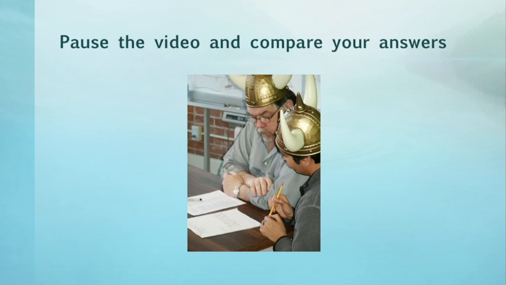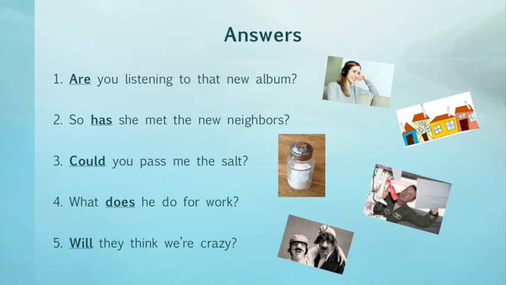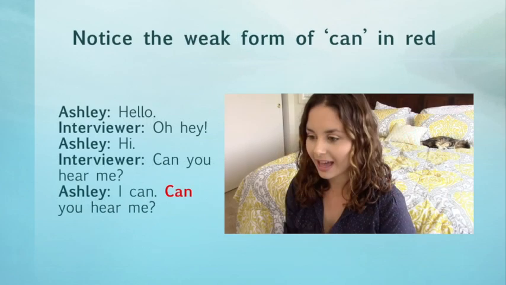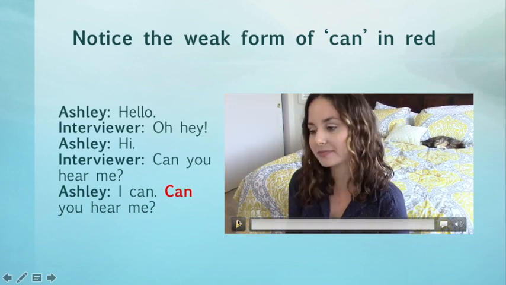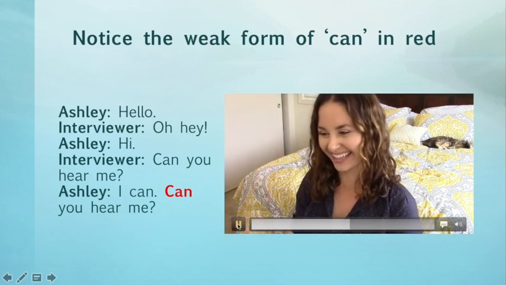So again, if you're watching with someone else or your teacher and classmates, pause the video and compare your answers. Go back and replay parts if you need to. Here are the answers. Pause the video if you need to while you check. So now let's go back and see if it's easier for you to notice Ashley using the weak form of can, right here in red. Just as a side note, she also uses the weak form of you, which just becomes ya. Can you hear me?